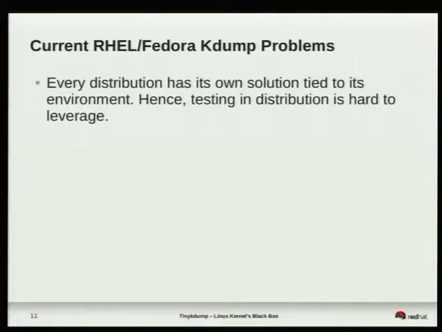As a community at large, the different distributions like openSUSE, Ubuntu, and Debian use something different. They are tied to their environment, and openSUSE uses something tied to YaST. So the testing is done separately by everyone, especially for the user space part. For the kernel, it's much better. But this solution needs to be tested as a whole, so it's hard to test separately.